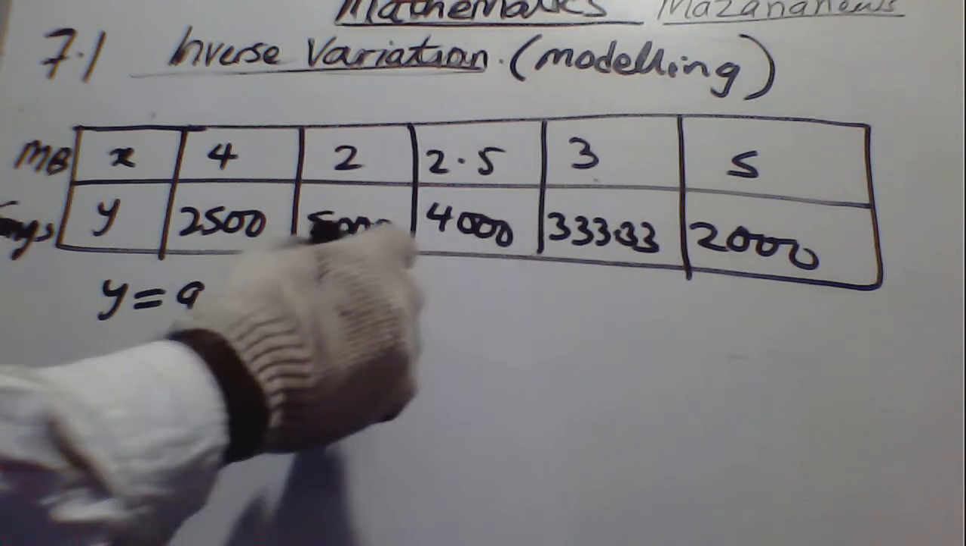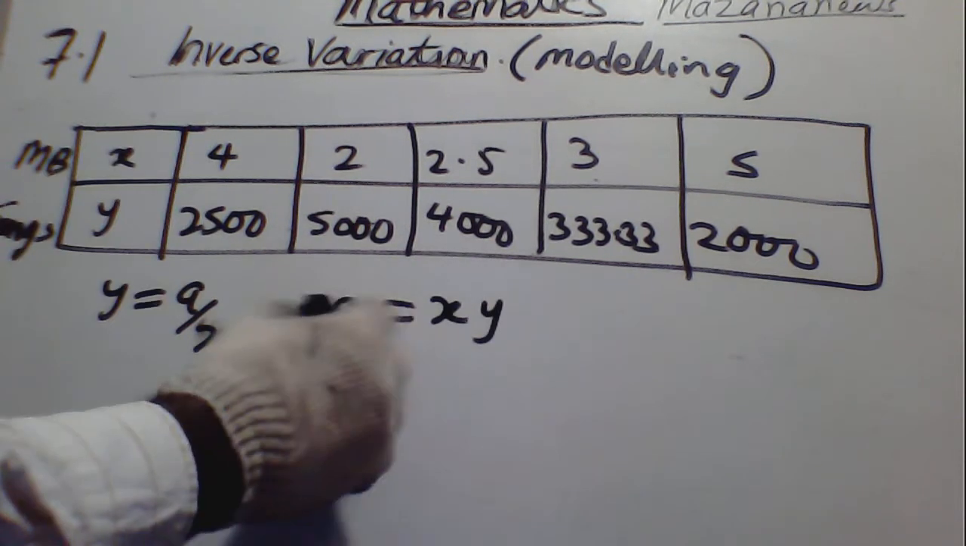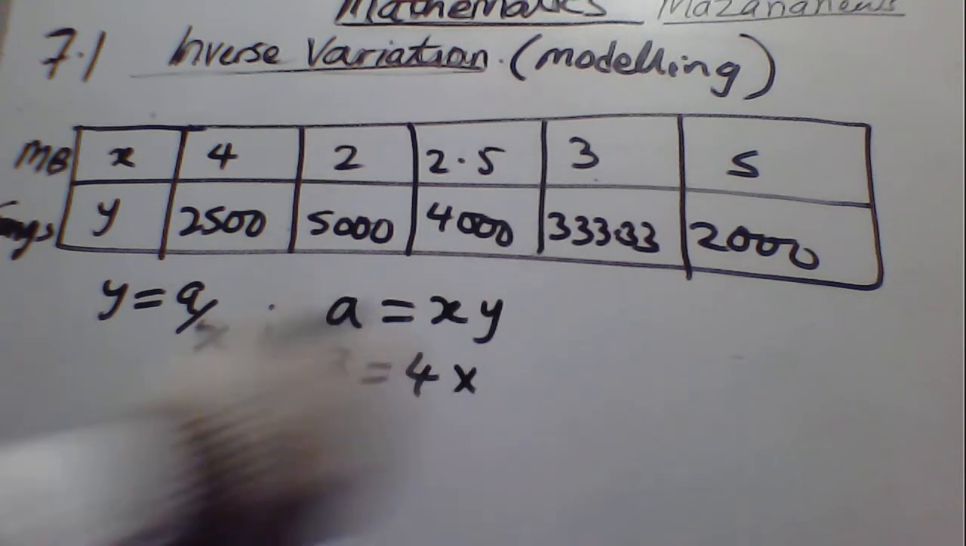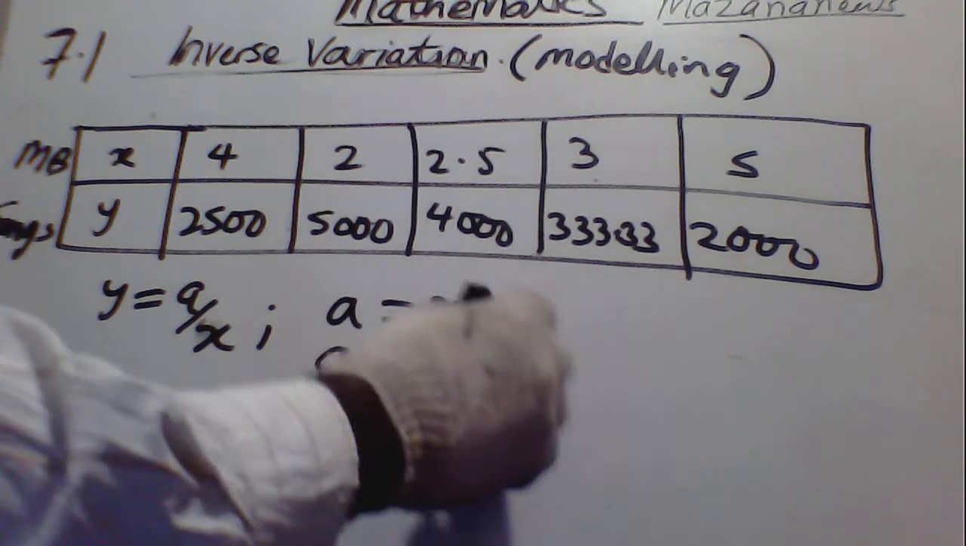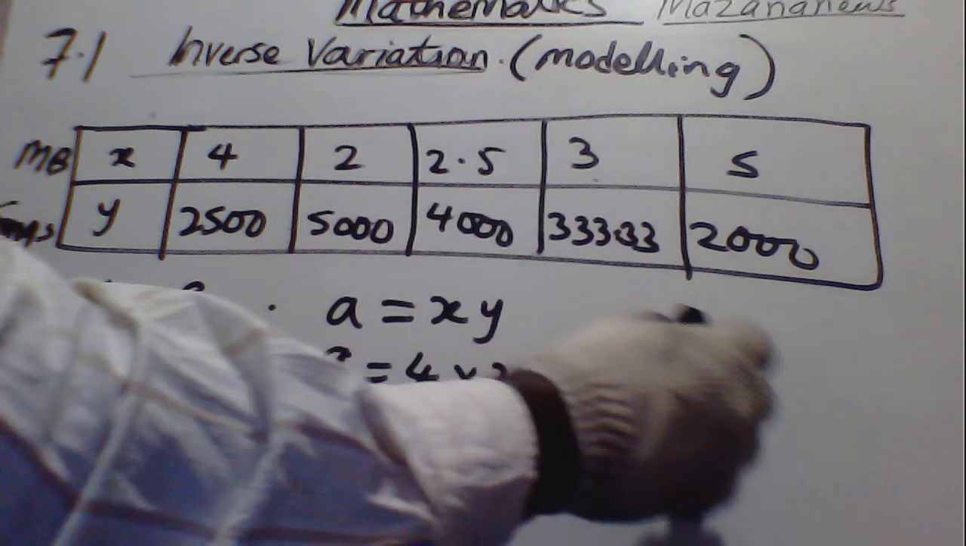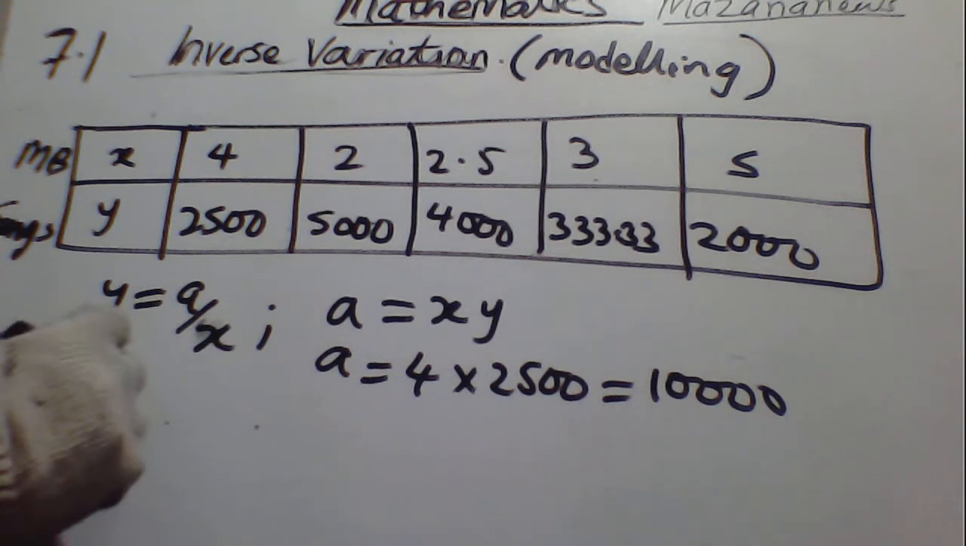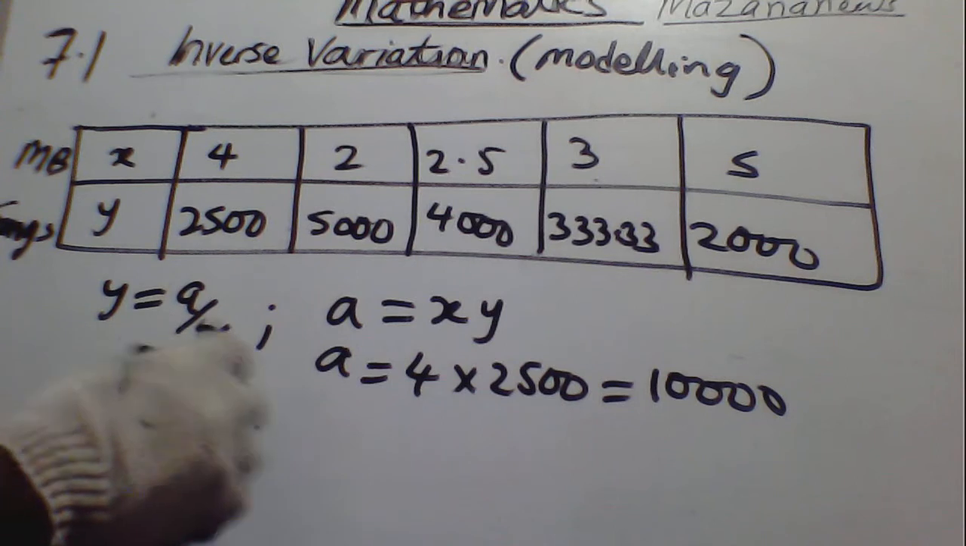So from here you have A equals SY. We are given that S is 4 megabytes and Y is 2,500 songs. If you do the multiplication, you have 10,000. So the constant of variation is what? 10,000. So you can put it here: 10,000 equals SY.